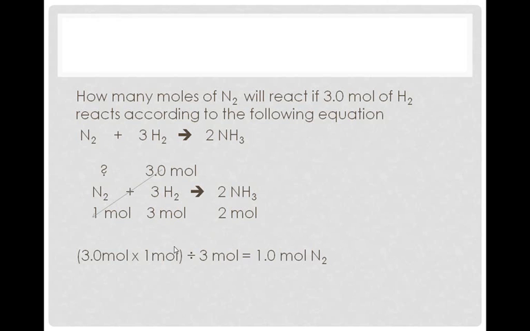This makes complete and total sense, my friends, because it says that the stoichiometric relationship is a 1-to-3 relationship. Therefore, if I give you 3 moles of H2, it has to react with 1 mole of N2, because that relationship has to be 1-to-3.